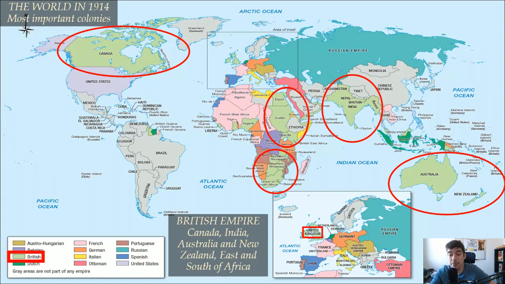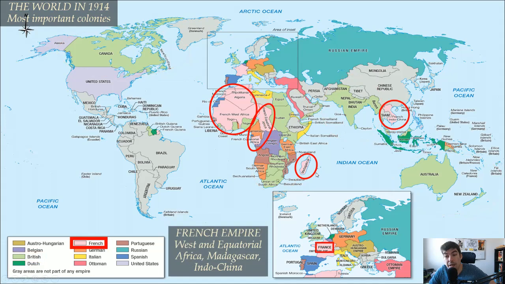Well, this is a map of the world in 1914, prior to the beginning of World War I, the First World War, and we have to know just the most important colonies of each empire. In the case of the British Empire, Canada, India, Australia, New Zealand, East Africa and South Africa. The French Empire, West Africa, the Equatorial Africa, Madagascar and the French Indochina, la Indochina francesa.